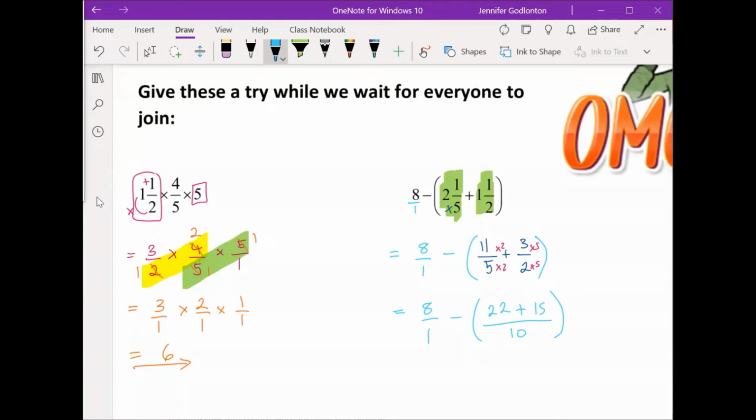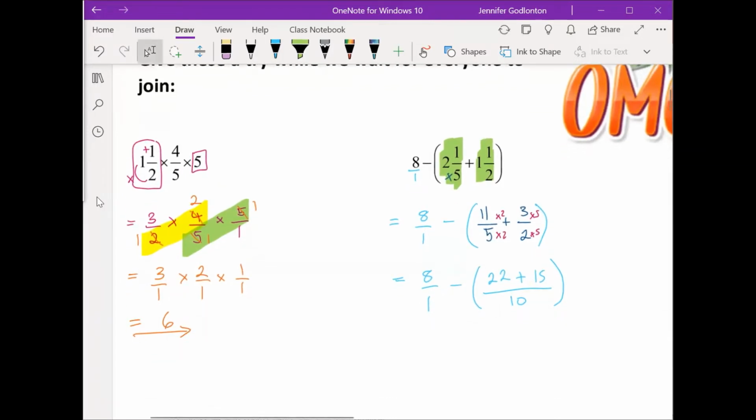Okay, so my answer, I got 22. Oh, you've already done it. Oopsie. It's okay. Keep on telling me what. So what would I do from here? And then from here, you can simplify it.